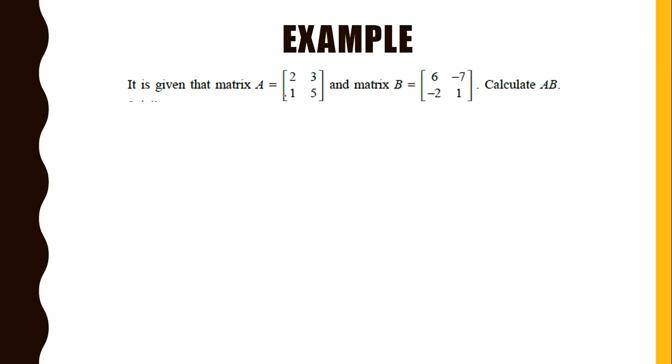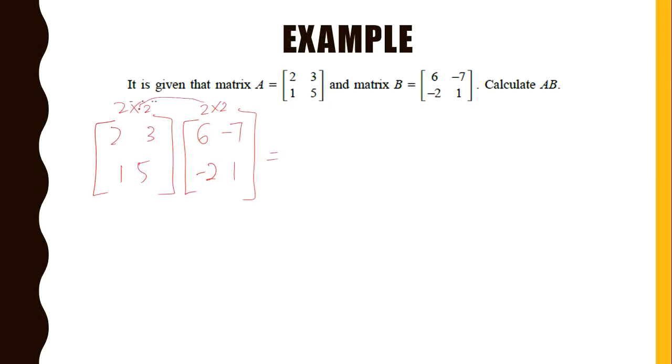So, it is given that matrix A and matrix B. Okay, calculate AB. Okay, mari kita try. So, let's just write it again. Okay, times. Darab tu tak payah tulis, tak apa. Bracket dengan bracket kan, maksud dia darab. Okay, so yang ni 2 by 2. Yang ni 2 by 2. So, boleh darab lah sebab sama. Dan dia punya jawapan will be matrix 2 by 2 also. So, nak darab tu macam mana? So, how to multiply matrices?